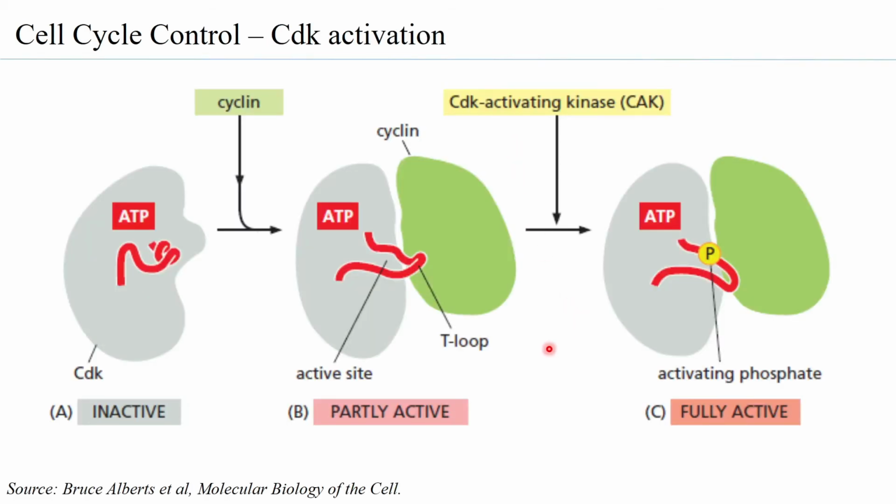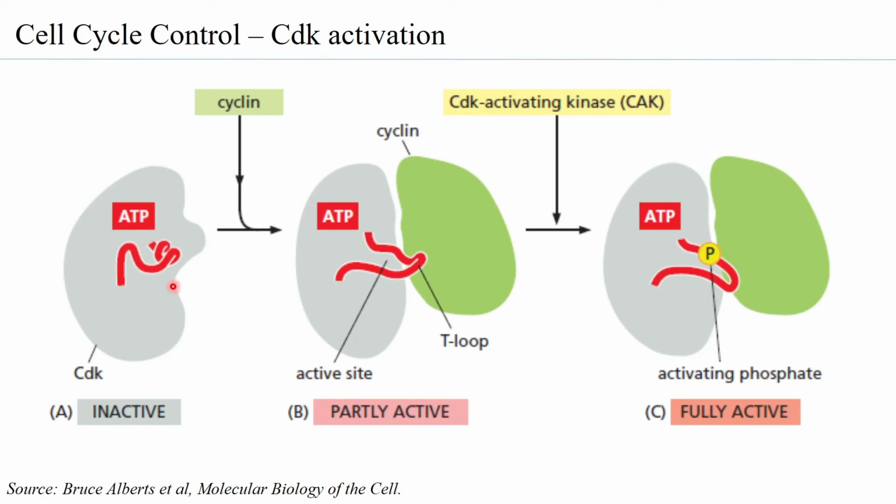Now let us understand how the CDK gets active. So we understand that a CDK is inactive when it is not bound to a cyclin. So you look at a CDK that is not bound to a cyclin. In its active site, it has a binding site for ATP. Why should it have a binding site for ATP? Because the role of CDK is to utilize this ATP and transfer this phosphate to a substrate. So it has to have an ATP binding site, which is present right inside the active site.